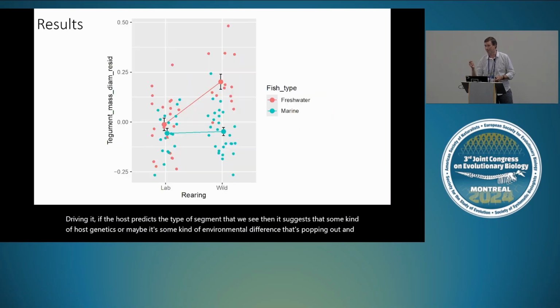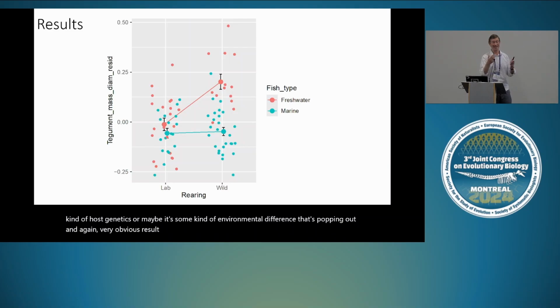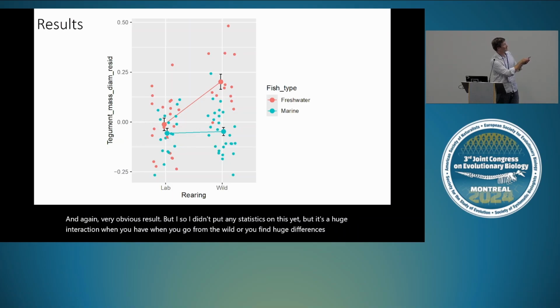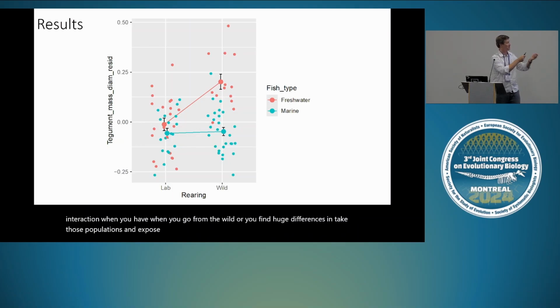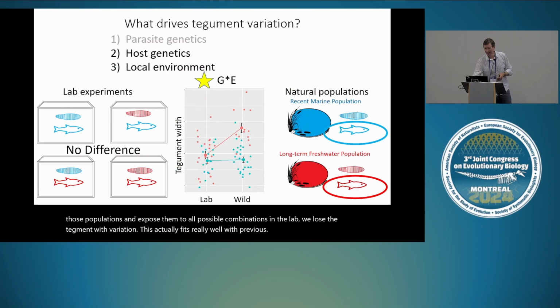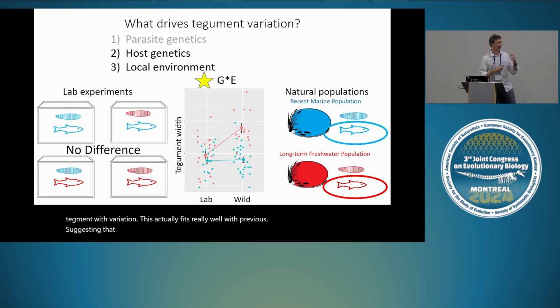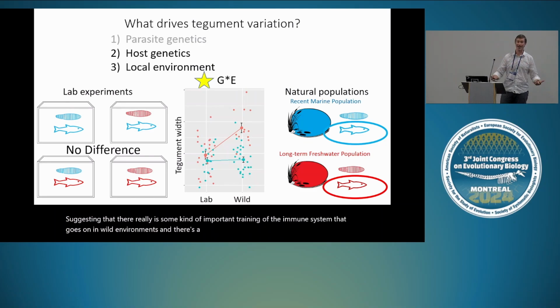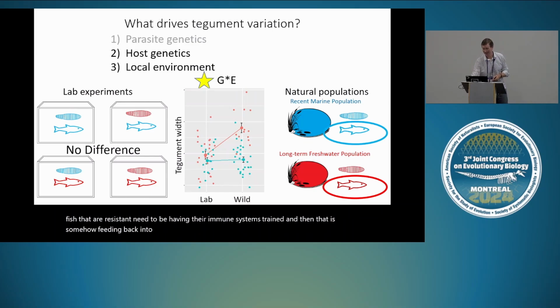And again, a very obvious result, but I didn't put any statistics on this yet, but it's a huge interaction. When you go from the wild, where you find huge differences in tegument width, and then take those populations and expose them to all possible combinations in the lab, we lose the tegument width variation. This actually fits really well with previous work suggesting that there really is some kind of important training of the immune system that goes on in wild environments. And there's a genotype by environment interaction where these fish that are resistant need to be having their immune systems trained, and then that is somehow feeding back into the tegument that we see.